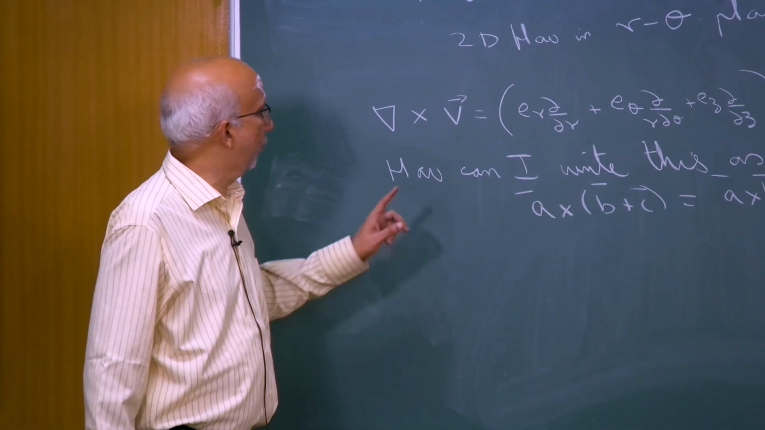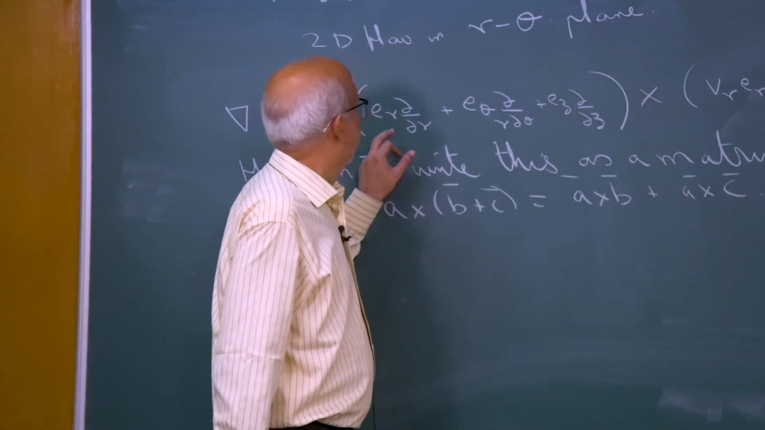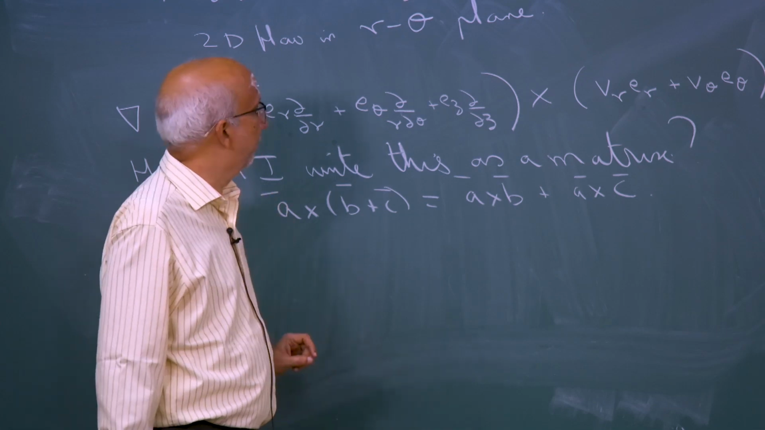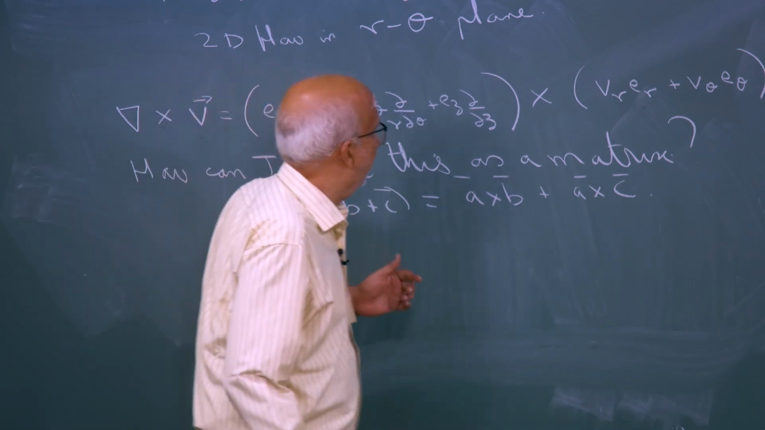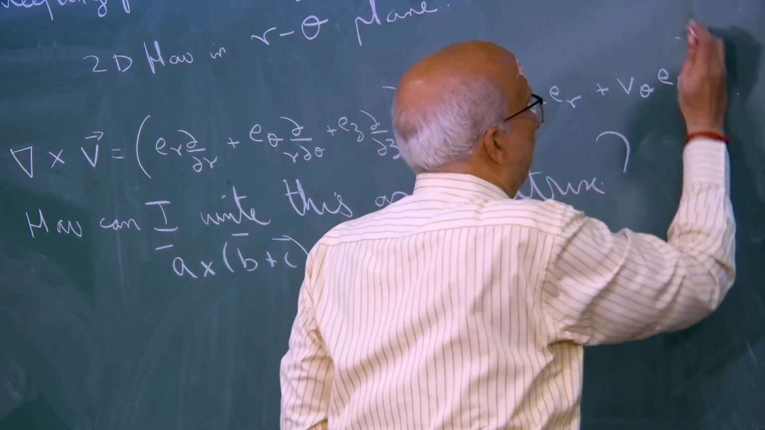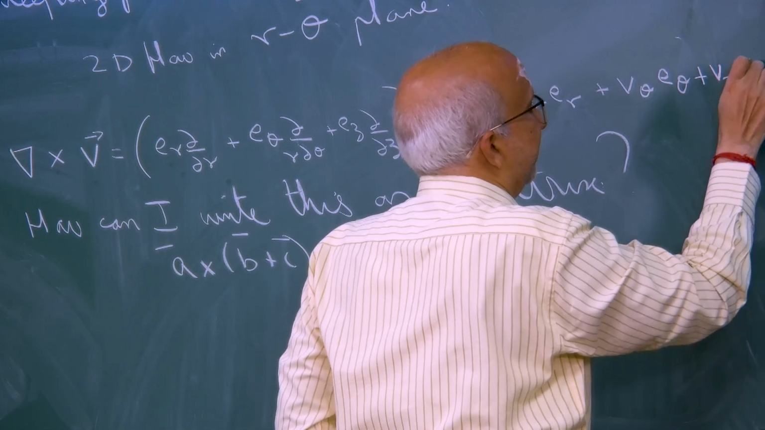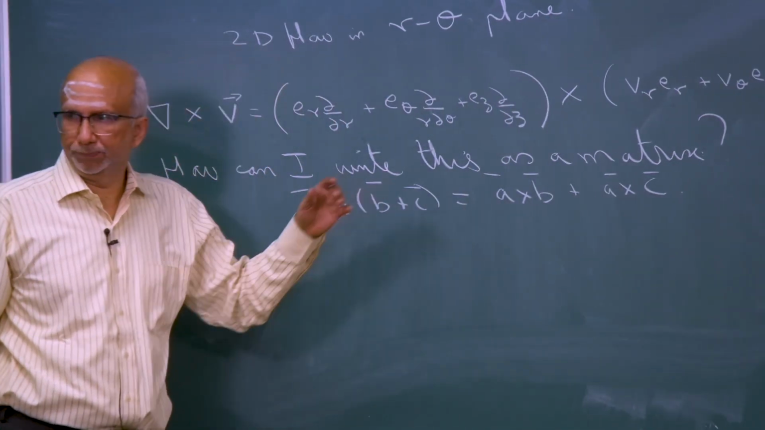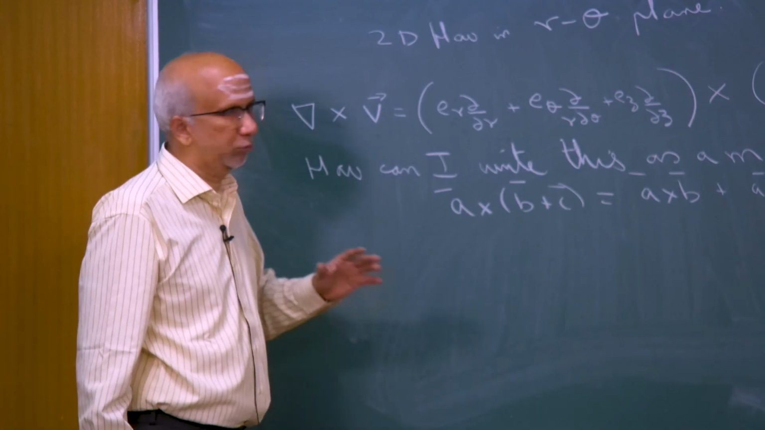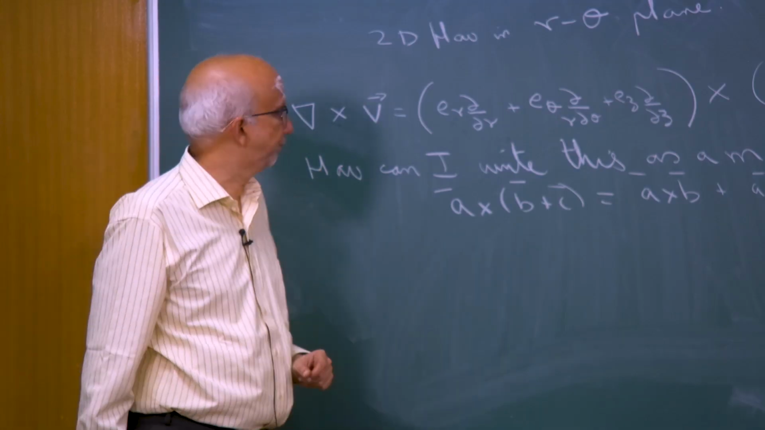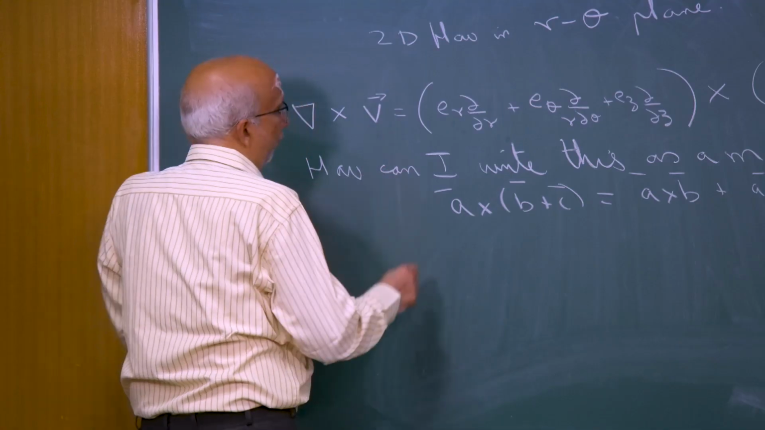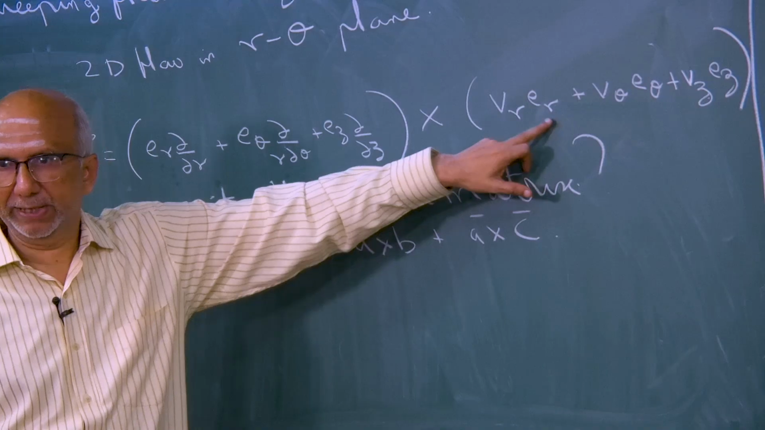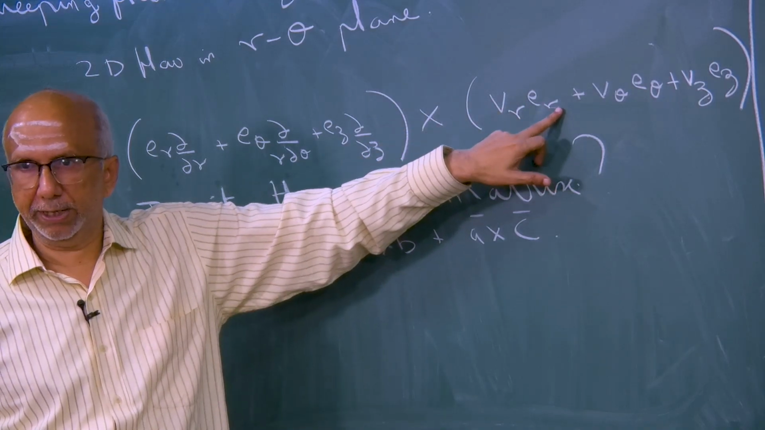So now I am going to write this as this crossed with those two. I need to put the Vz Ez also, because Vz Ez, although it's a 2D flow. Let me put that third thing, to make it general. So I am going to write this as 3 terms: ER crossed with this, plus second term crossed with that, plus third term crossed with this.